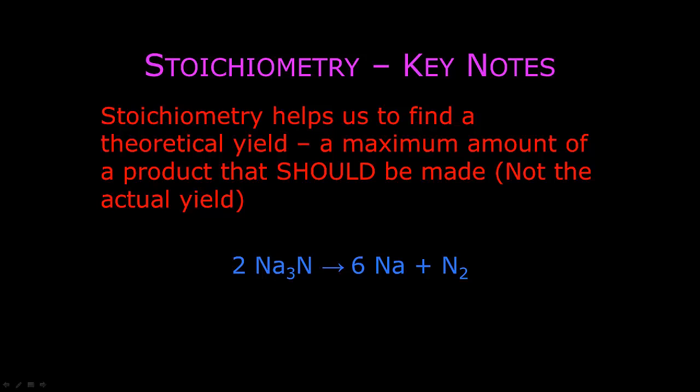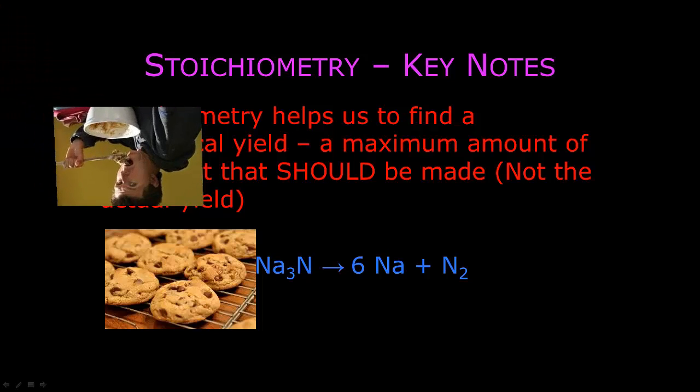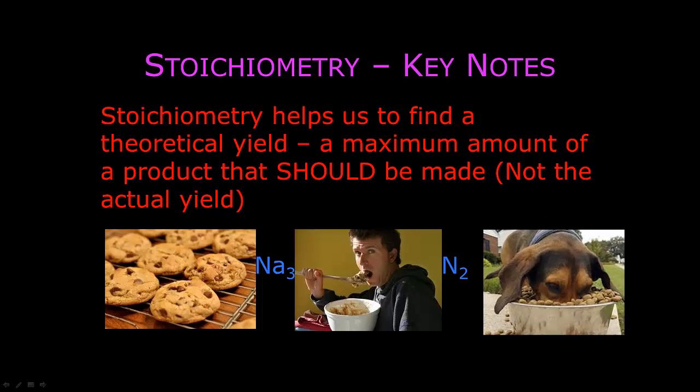It's not the actual yield, kind of like when Kira bakes some cookies. Theoretically, she should be able to make 24 cookies out of her ingredients, but in our house, that rarely ever happens. So theoretically, 24 cookies, actual yield, I don't know, maybe 15 or so.